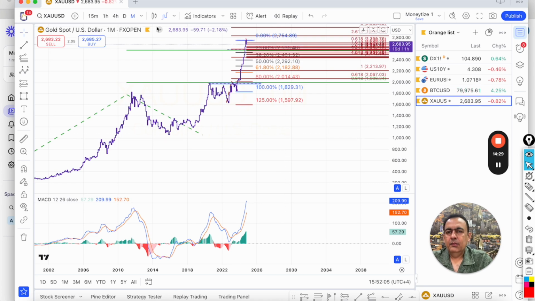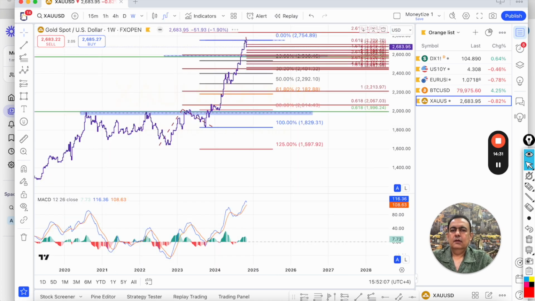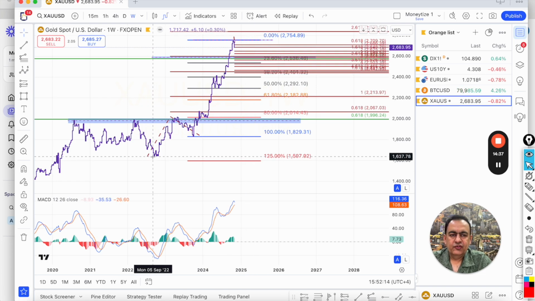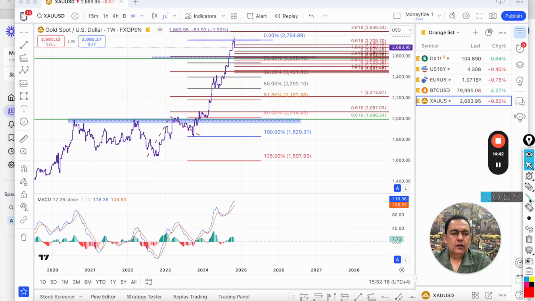Now I've also applied Fib extension on the lower time frame, that's the weekly chart. So I started from the lowest point, which was around 1637, and right now we are very close to the 261 FE, the second one, the Fib extension on the weekly chart. But gold did not complete its 261 extension level.